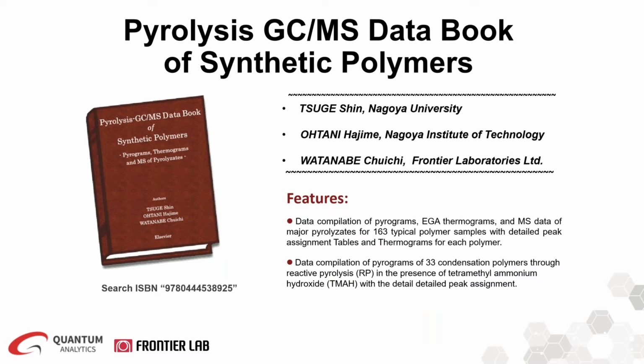This book is also used along with F-Search and MS libraries as a reference. The book has pyrograms, EGA thermograms, and MS data of major pyrolysates for many polymers. It also has detailed information about the peak assignment table and EGA thermograms of each polymer.